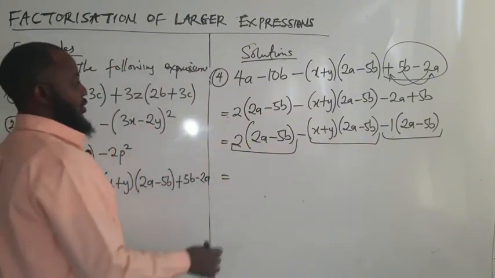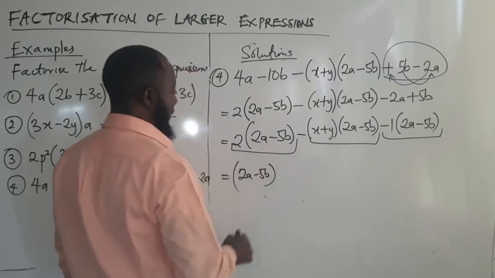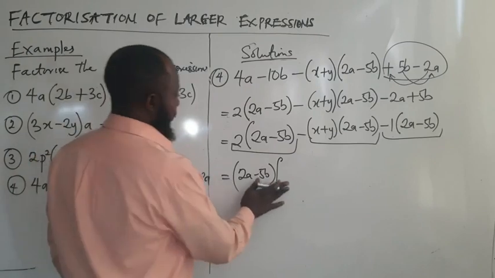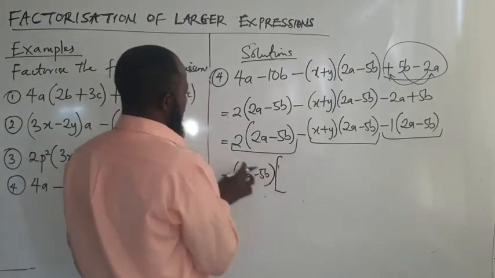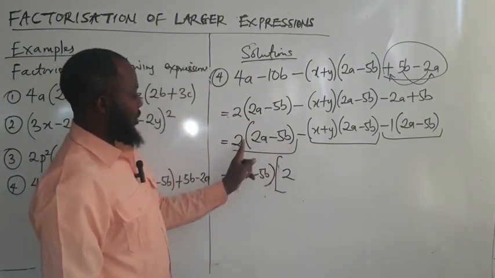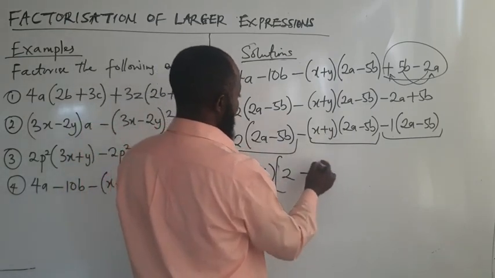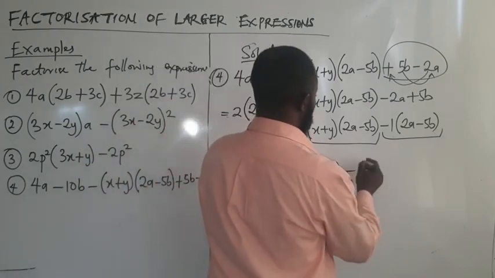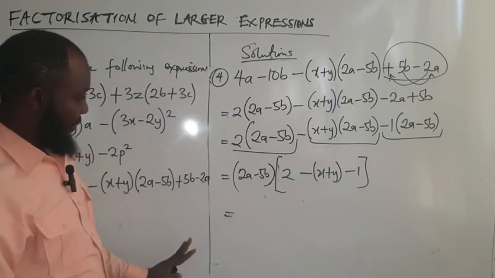In this case, what is common to all of them is 2a minus 5b. I'll bring it out, then I open a curly bracket. What is left here? Let's use the shortcut. What we have left here is 2. When you divide this one by this, you are going to have 2 left. Minus, when you divide this one by this, you are going to have x plus y left. And when you divide this one by this, you are going to have minus 1 left. You close it. I believe I'm making sense, if I'm not too fast.